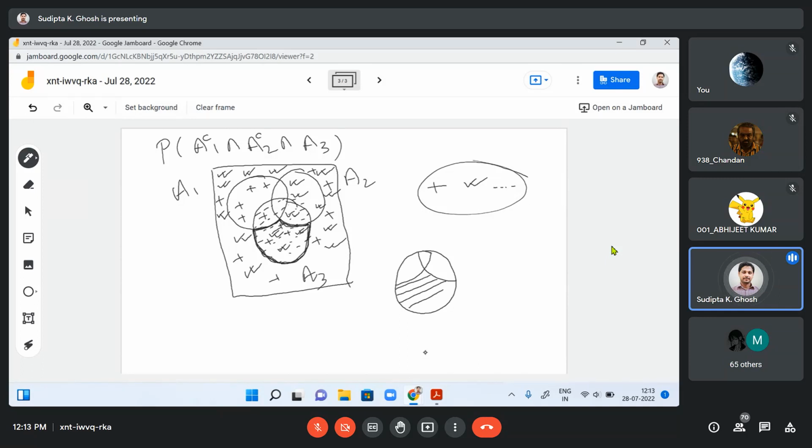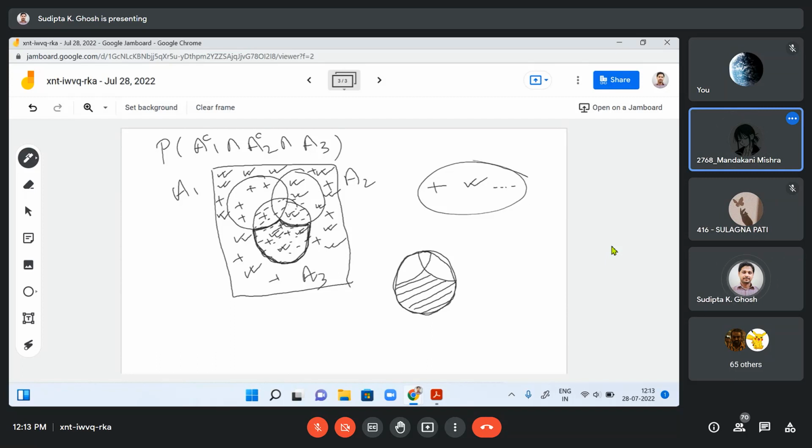That is the part that I have to calculate. Yes or no? Please tell me. Yes, sir. Exactly. Total is A3. So I am writing the probability of A3. Suppose from A3 I have to delete which part? This part and this part I have to delete.